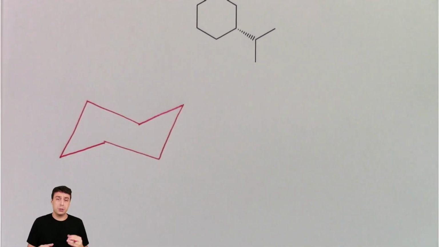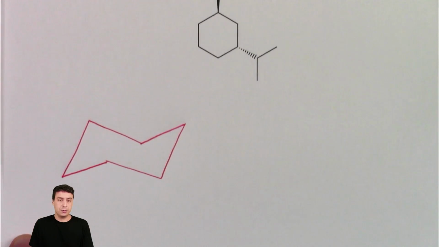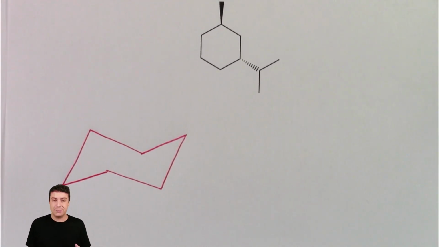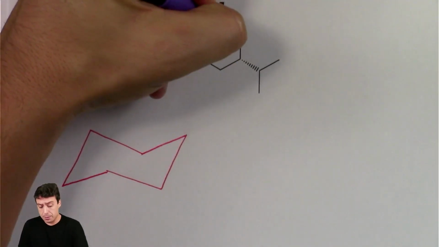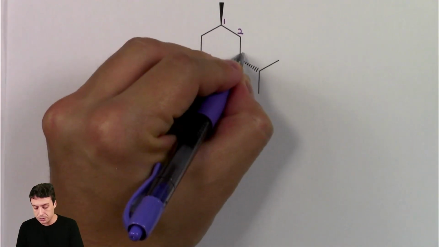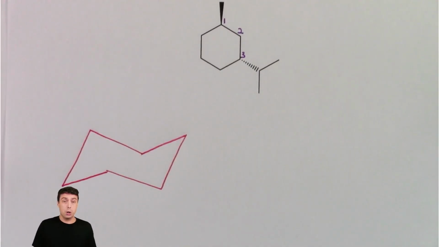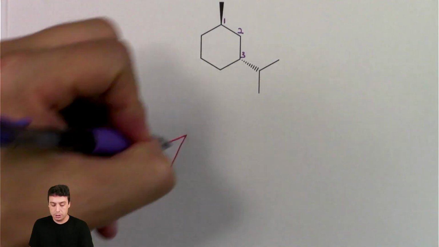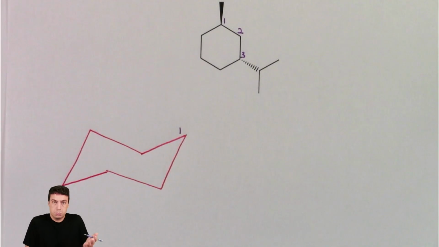Remember, when you're going from a line angle to a chair, it doesn't really matter where you start as number one. Just be consistent the entire problem. Unless you are given a pre-drawn template, you can start wherever you want. So I'm going to start with the methyl as number one, and I'm going to go around 2, 3 clockwise, and that means the isopropyl will be number 3. On my chair, pick something to be 1. Most people pick the top right to be 1, so I would just pick that and move on. It's technically not wrong if you do something else, but just keep it simple.